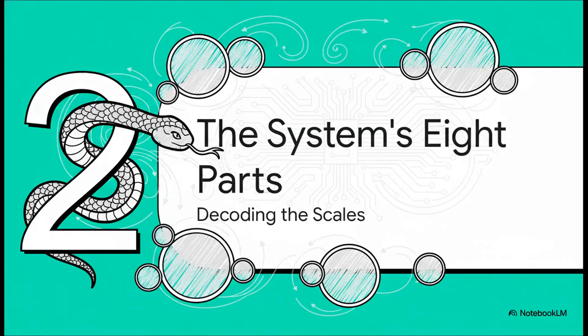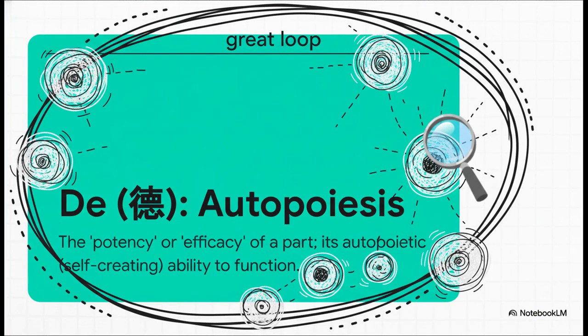All right, now that we have the big picture map, let's zoom in. Let's look at the system's moving parts. You could think of them as the individual scales on the serpent's body. So each individual part inside this giant loop has its own integrity, its own kind of potency. This is a concept called de.